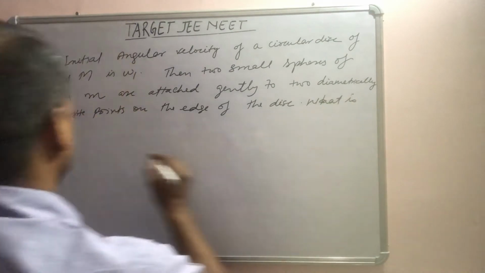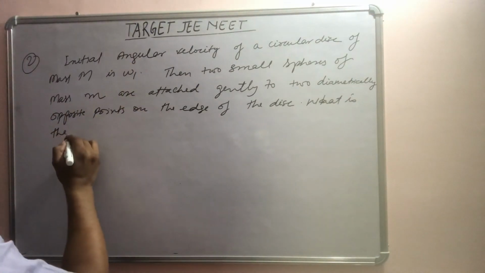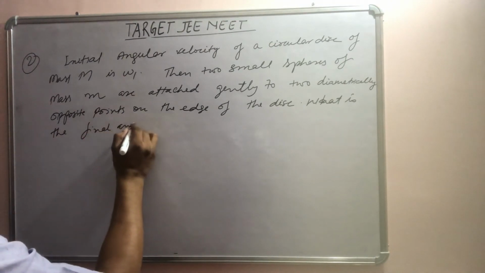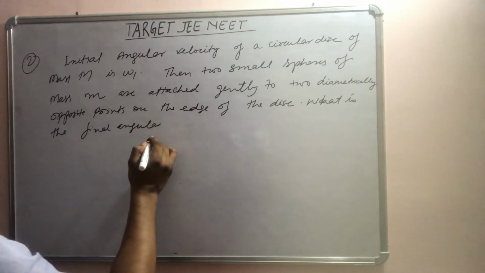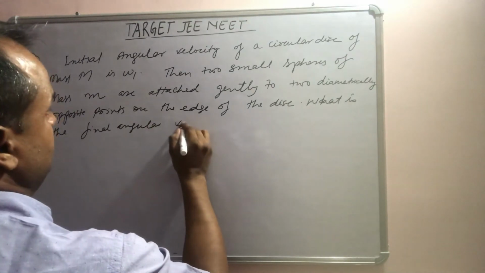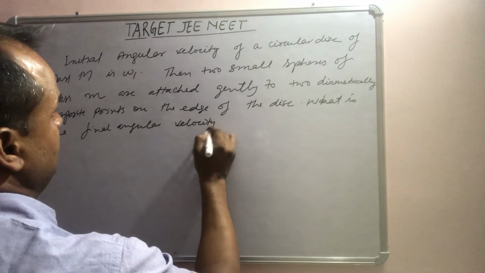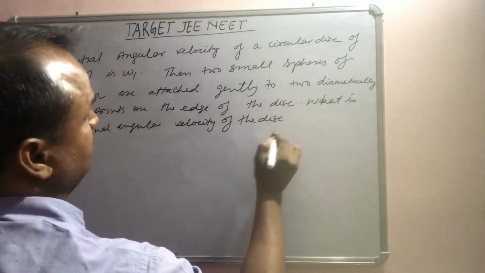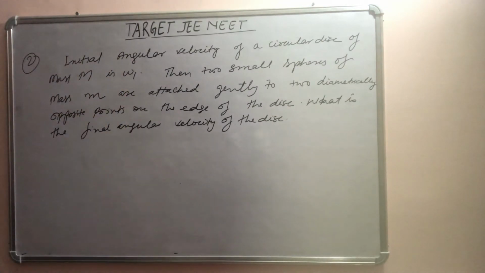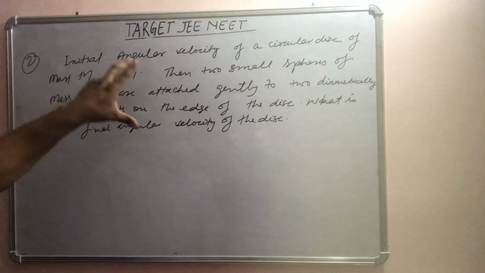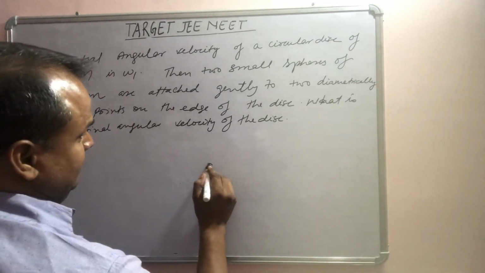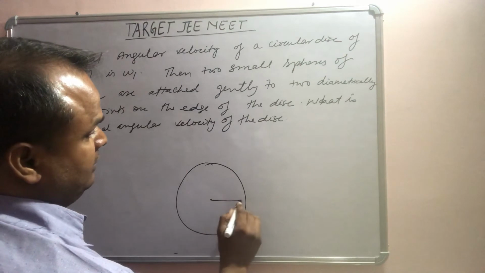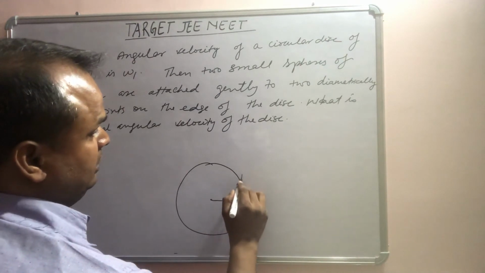What is the final angular velocity of the disk? So from the question you can make out that this is a disk with radius capital R and mass capital M.